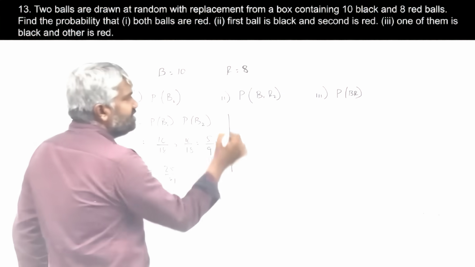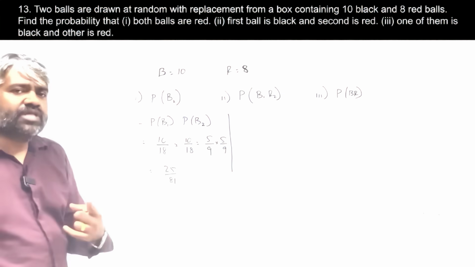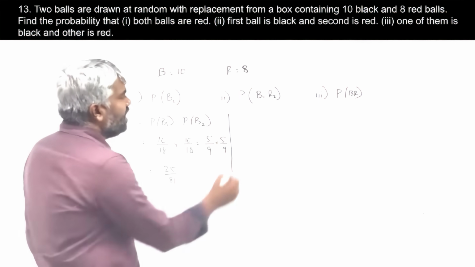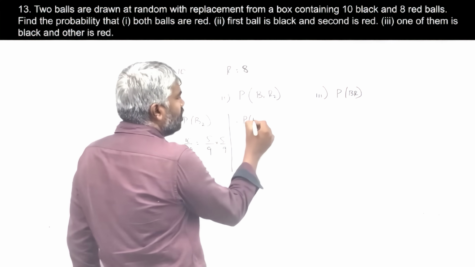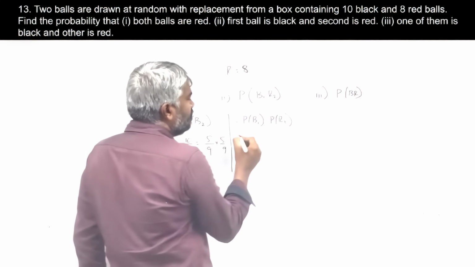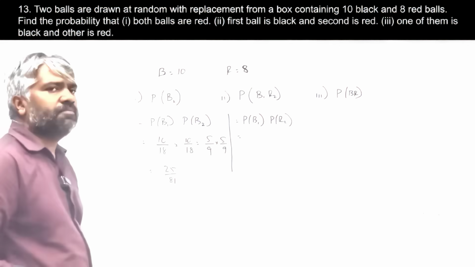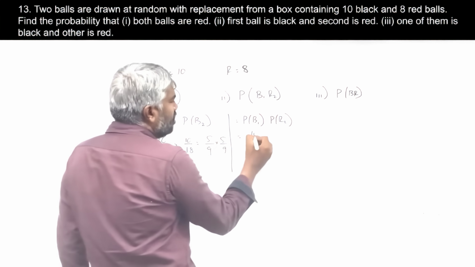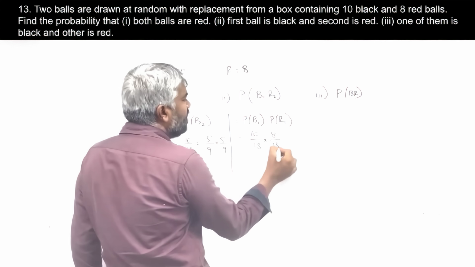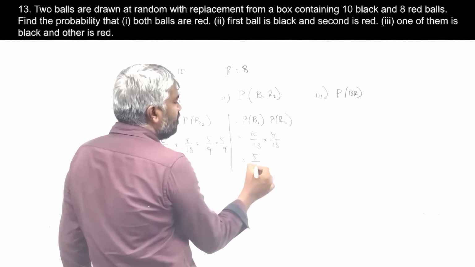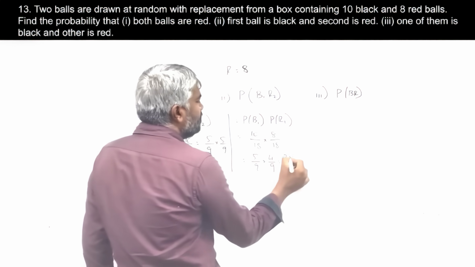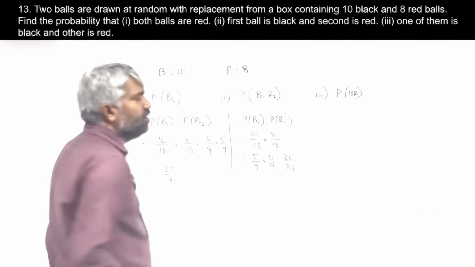Okay. Next, second subdivision. They said that the first ball has to be black and second has to be red. Okay. So the first ball is black and second has to be red. What is first ball black? The probability of getting black ball is 10 by 18. Then probability of getting red ball is 8 by 18. If you solve, you will get 5 by 9 into 4 by 9, which is 20 by 81.